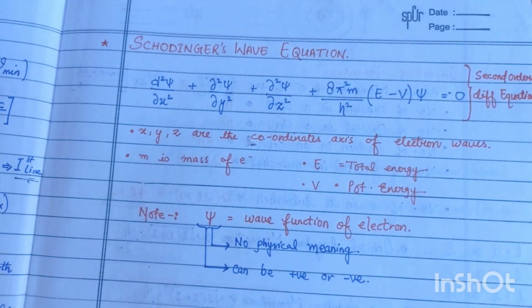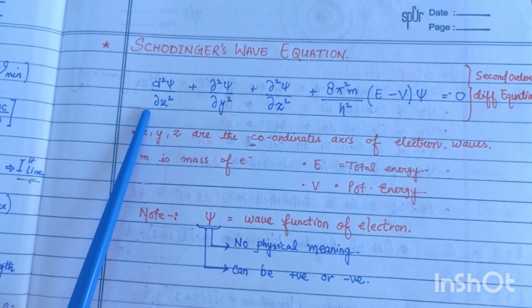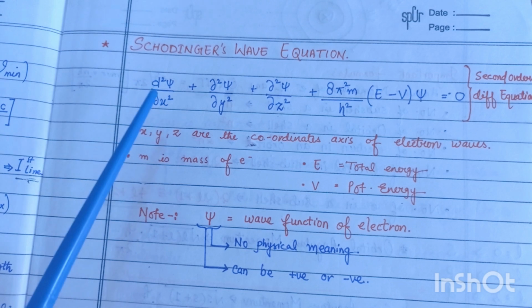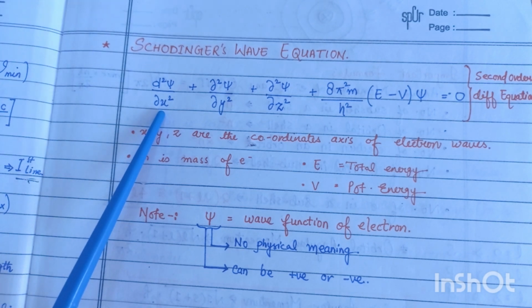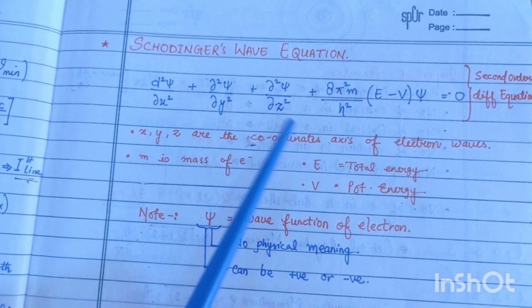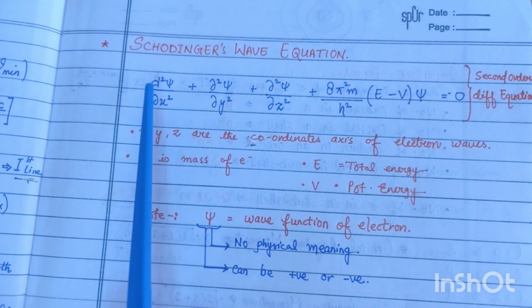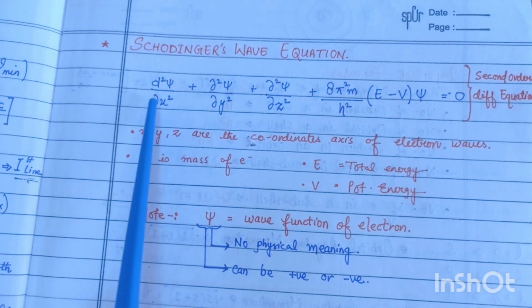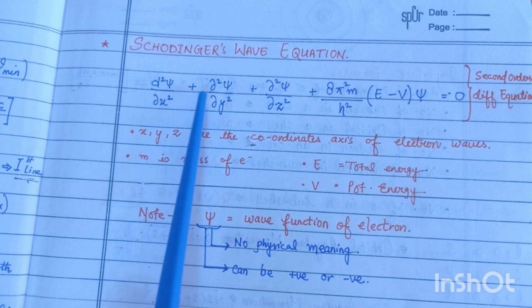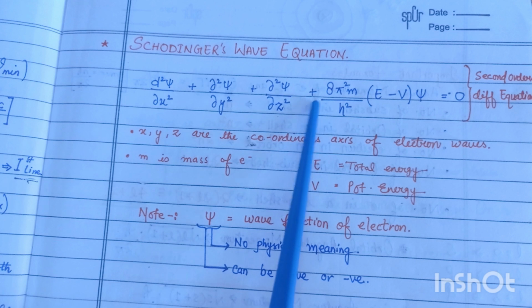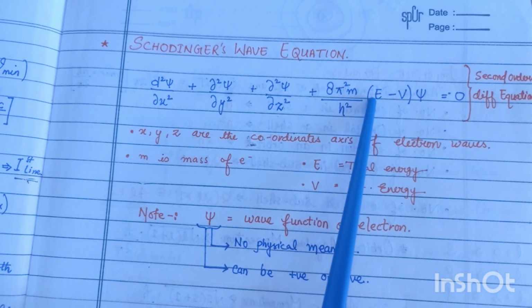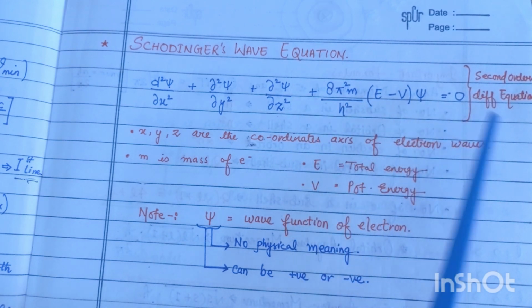See, we have the Schrodinger wave equation. This equation seems very complex to you, but don't worry, there is no need to memorize it. This equation indicates that the electron has three-dimensional wave-like properties. The electron can move in the x-axis, y-axis and z-axis, or you can say the directions. The equation is: d square psi by dx square plus d square psi by dy square plus d square psi by dz square plus 8 pi square m by h square into (E minus V) psi is equal to 0.